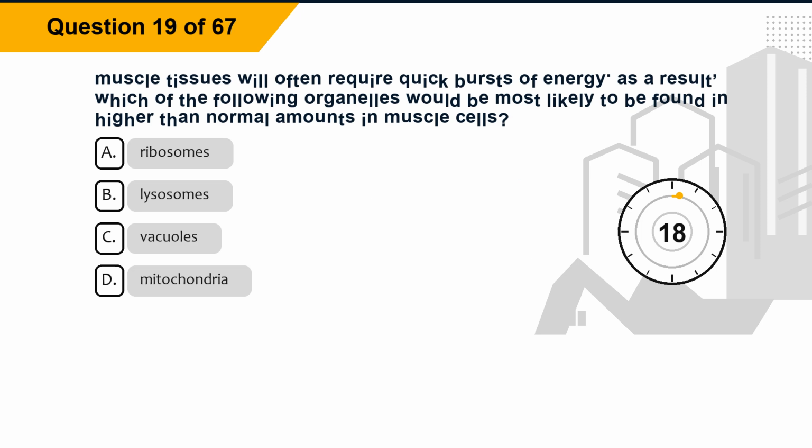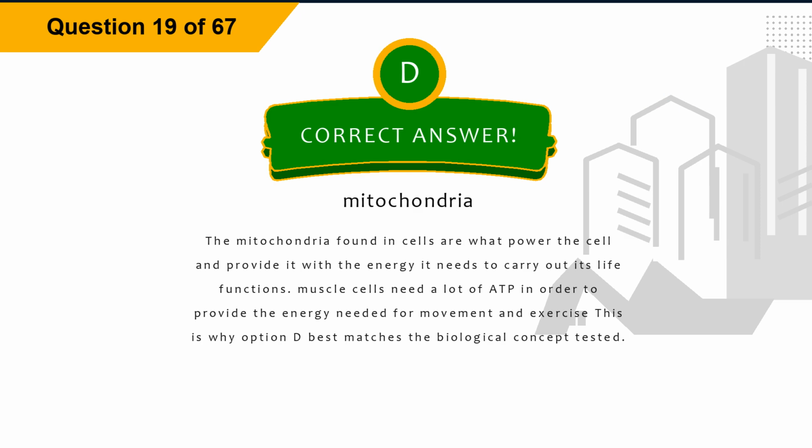Question 19. Muscle tissues will often require quick bursts of energy. As a result, which of the following organelles would be most likely to be found in higher than normal amounts in muscle cells? Option A, ribosomes. Option B, lysosomes. Option C, vacuoles. Option D, mitochondria. The correct answer is option D, mitochondria. Explanation. The mitochondria found in cells are what power the cell and provide it with the energy it needs to carry out its life functions. Muscle cells need a lot of ATP in order to provide the energy needed for movement and exercise. This is why option D best matches the biological concept tested.